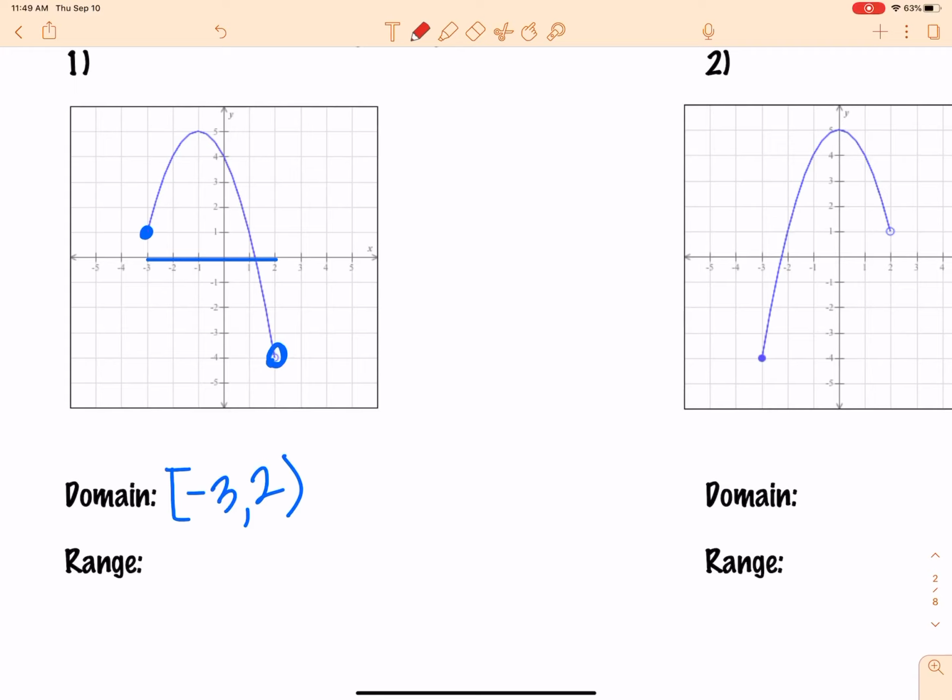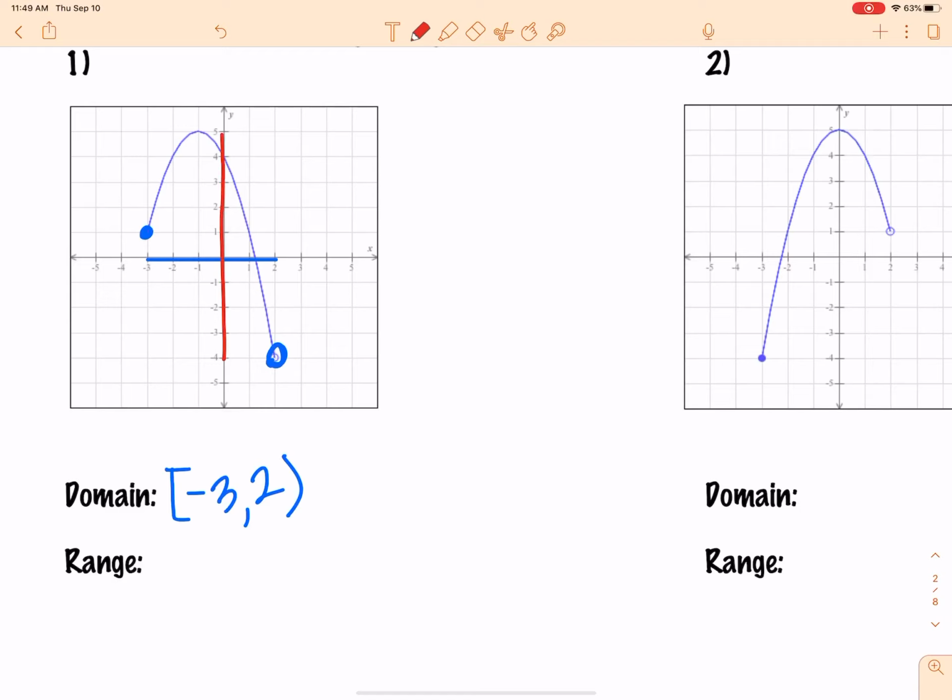And then for range, we go bottom to top. And yes, it matters that we're going left to right and bottom to top. You have to be going in numerical order. So for example, this would never be 2 to -3. That's not in numerical order like how a number line works. It always has to be numerical.